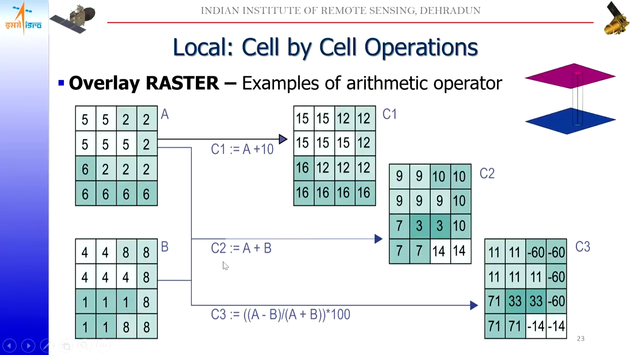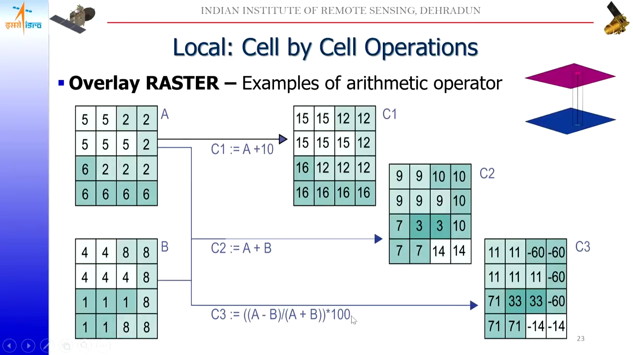We can also say this plus this, A plus B. So suppose for C2 we say A plus B, again done on a cell by cell basis. For example, if we talk about the first cell, the value of A is 5, the value of B is 4, and we'll get the value 9. Similarly, let's talk about this cell in the output. The value of this cell in A is 6, the value in B is 1, so we get the value 7.